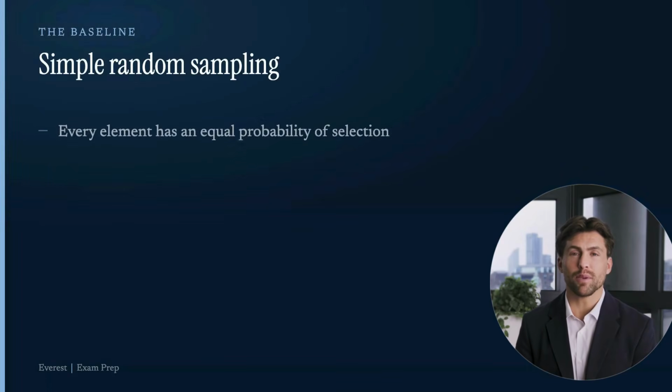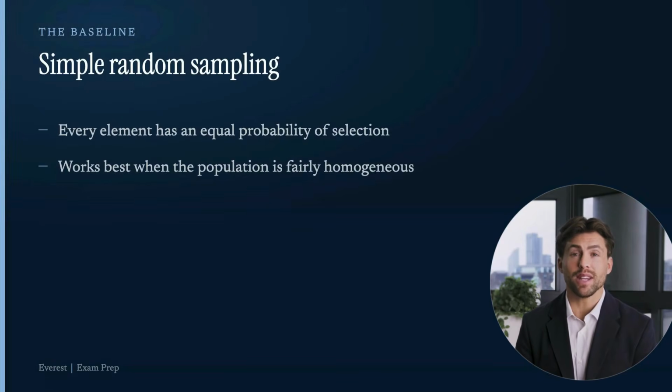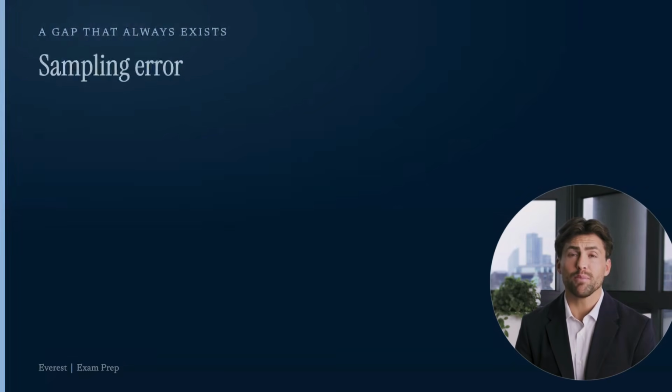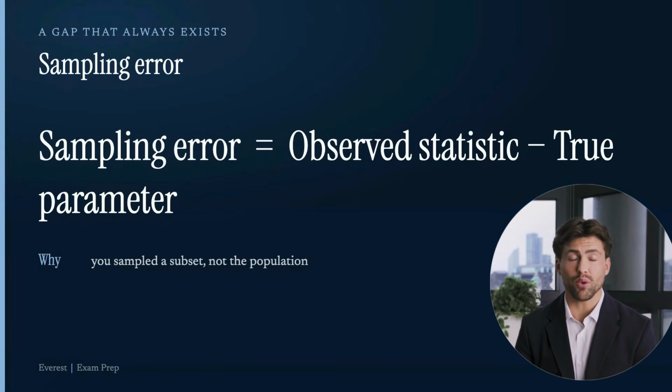Simple random sampling is the baseline. Every element of the population has an equal probability of being selected. It works best when the population is fairly homogeneous, when one company or one data point looks broadly like the next. Whatever method you use, the sample statistic won't exactly equal the population parameter. That gap is called sampling error, the difference between what you observe in your sample and the true value you were trying to estimate. It exists because you looked at a subset, not the whole population.